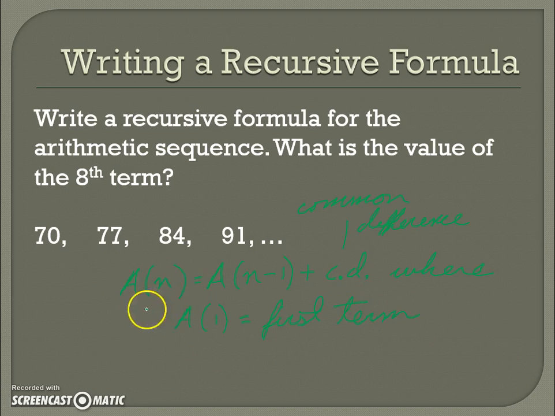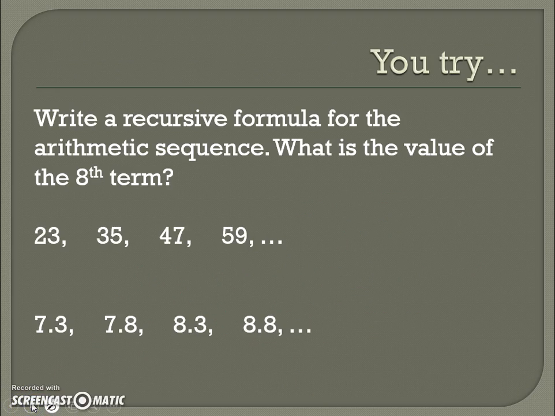So this is always there. This is always there. This you have to figure out is the common difference. This, the first term, is almost always given to you. Okay, so using that information, go ahead and give these two a try. The answer will be up in 3, 2, 1.